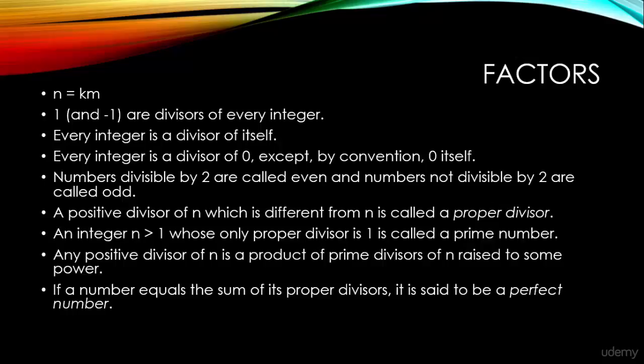If A is a factor of BC and GCD of A comma B is equal to 1, then A is a factor of C. If P is a prime number and P is a factor of AB, then P is a factor of A or P is a factor of B.